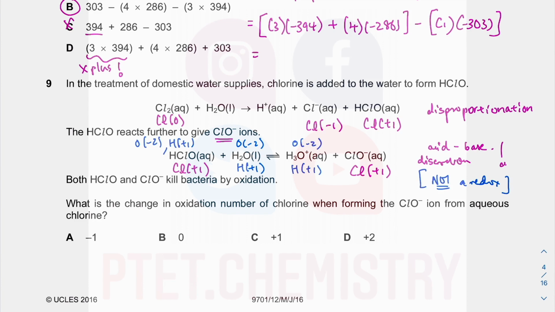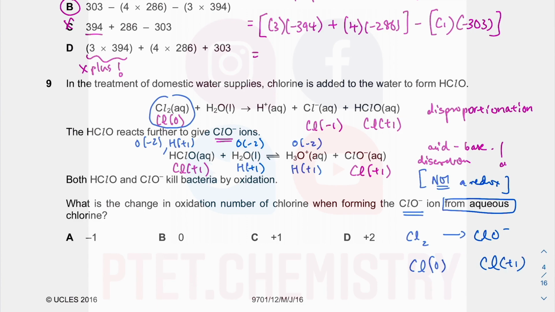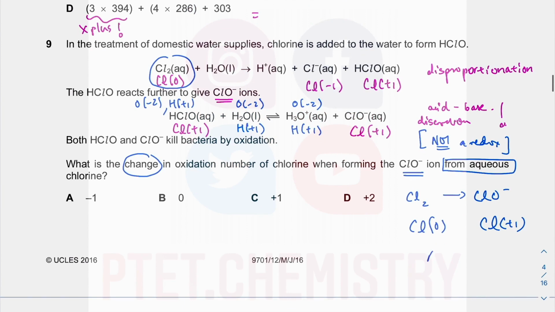So what is the change in oxidation number when forming the ClO minus from aqueous chlorine? From aqueous chlorine, there's chlorine 0, and you want to form ClO minus. So Cl2 to ClO minus: there's chlorine 0 in Cl2, there's chlorine plus 1 in ClO minus. So you want the change. The change is going to be final minus initial. That's going to be plus 1. Okay?